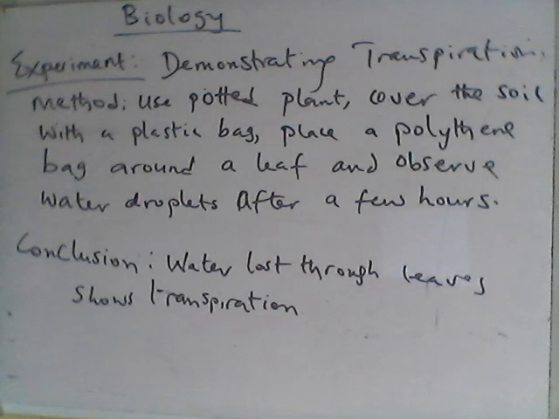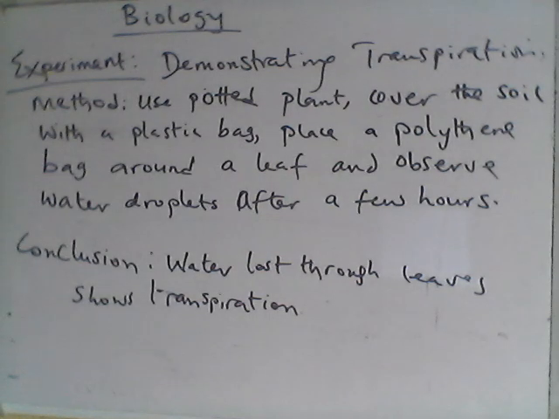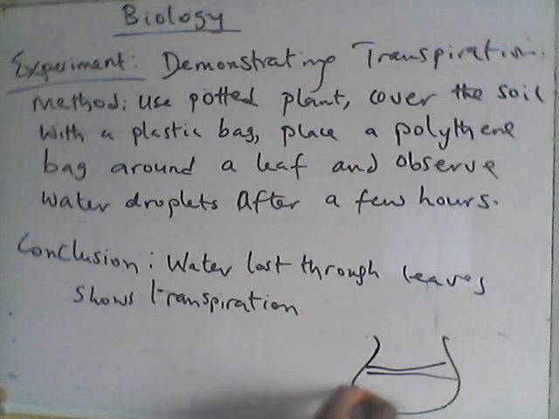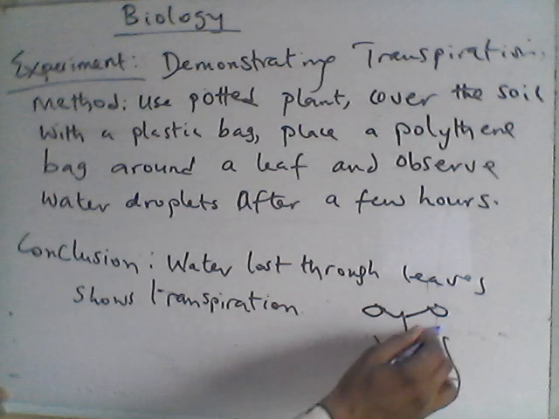Okay, so we have an experiment on the board. The aim of the experiment is to demonstrate transpiration. Transpiration is where water comes out of the plant through the leaves. We're going to use a potted plant. You have a pot with soil inside, and then you have the plant coming out, with the leaves.